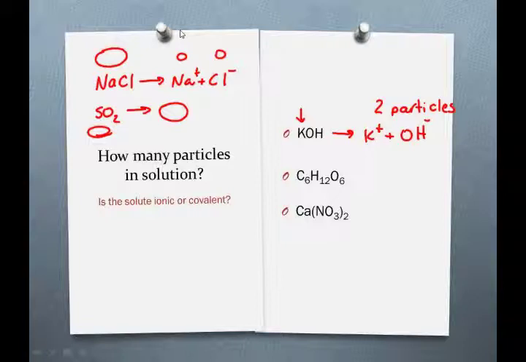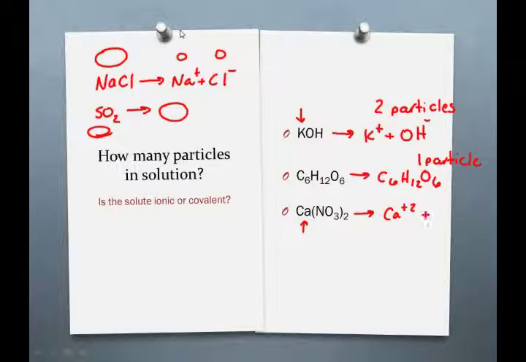C6H12O6 has no metals present, so we know that it's a covalent compound, and when we put it into water, when it dissolves, it will still be C6H12O6. So for every particle that we put in, we get one particle in solution. Calcium nitrate has a metal present, so we know it's an ionic compound, and when it dissolves in water, we get one calcium ion plus two nitrate ions. So for a grand total of 3 particles in solution.